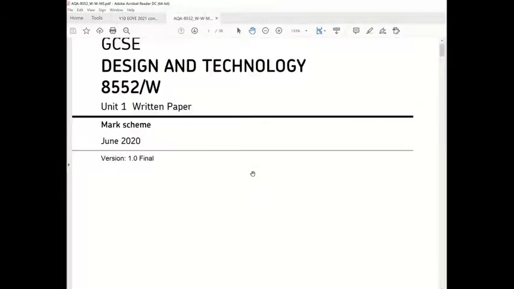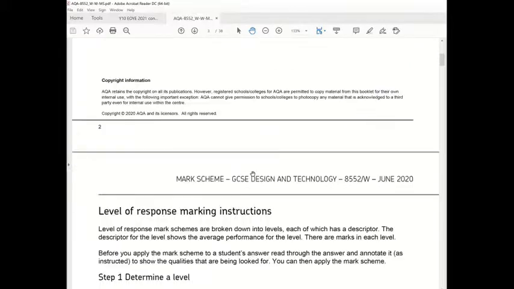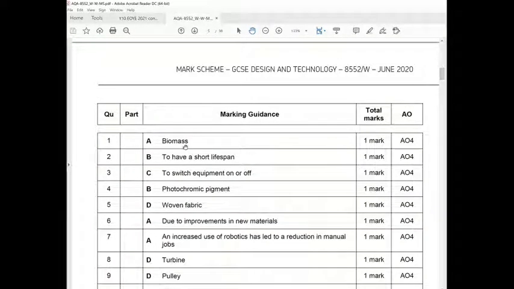So if we go to the mark scheme here, the first 10 are, let me just pull them down. There we go. So we've got biomass, and we've got shortened lifespan to do with obsolescence, to switch equipment on and off, photochromic pigment is a smart material, woven fabric. Some of you put knitted in there. Knitted is when you make knots. Woven is a sort of under over lattice.